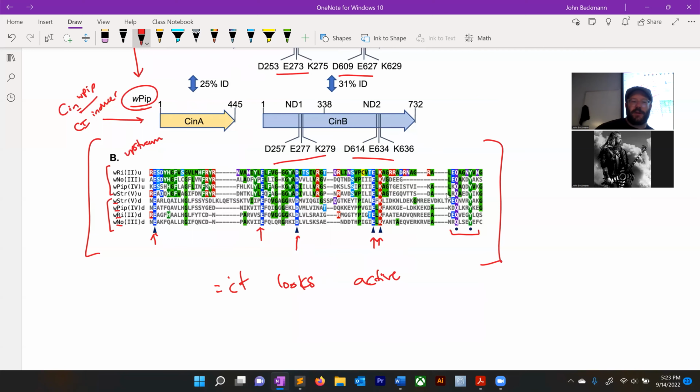Okay. Everybody get that? What's WSTR again? That is Laodelphax striatellus. I think it's a plant hopper, or I always get plant hoppers and leaf hoppers confused. Somebody fact check me. I think it's a plant hopper.